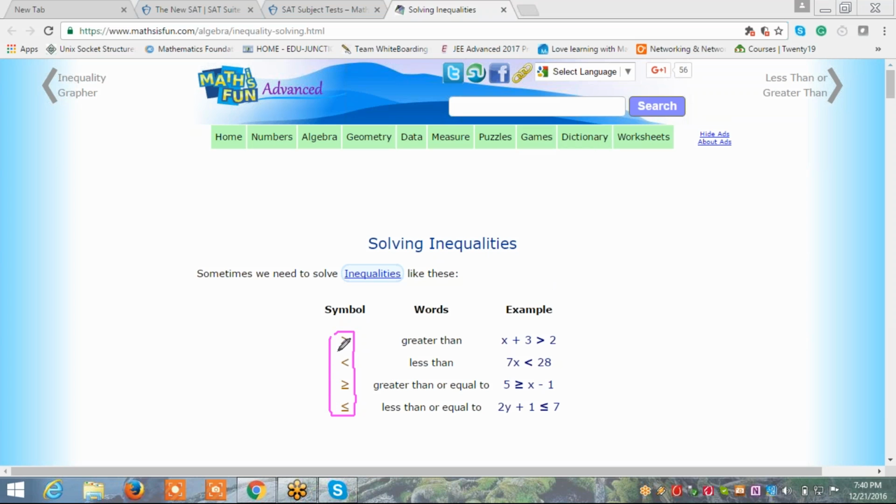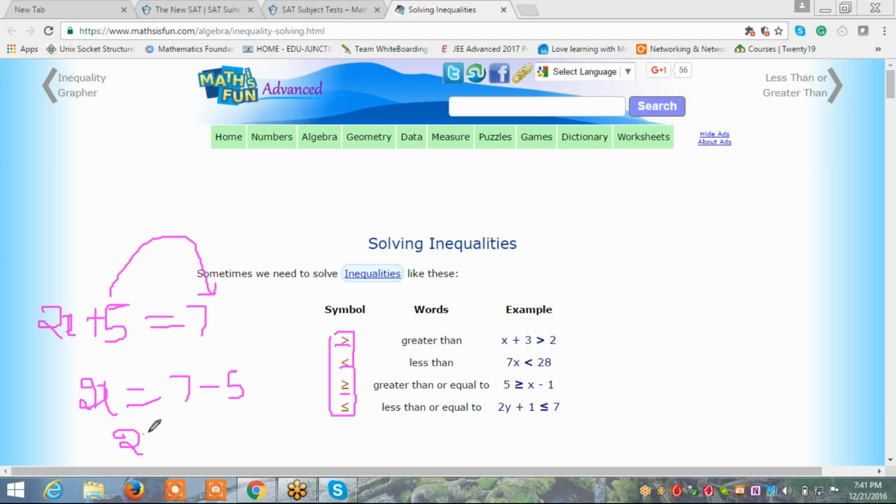Instead of equal, we use these symbols in the inequality. If you have an equal symbol between LHS and RHS, 2x plus 5 equals 7, if it is equality, we solve like this. Directly we take this 5 to RHS, then it becomes 7 minus 5. It gives you 2x equals 2, then x is equal to 1. Is it right? If it is equal.